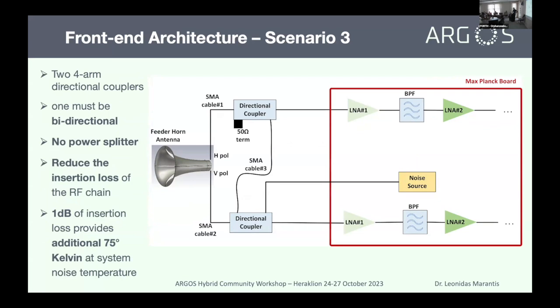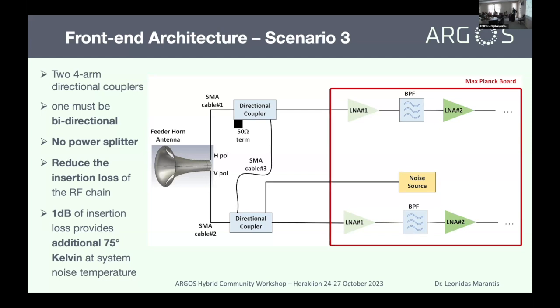This is quite trivial, of course, for a system like this. Because if we have, let's say, a power splitter with just 1 dB or half dB insertion loss, then we can save some Kelvin degrees at the system noise temperature. 1 dB insertion loss provides an additional 70 or 75 degrees Kelvin at the system noise temperature. So this is very critical.